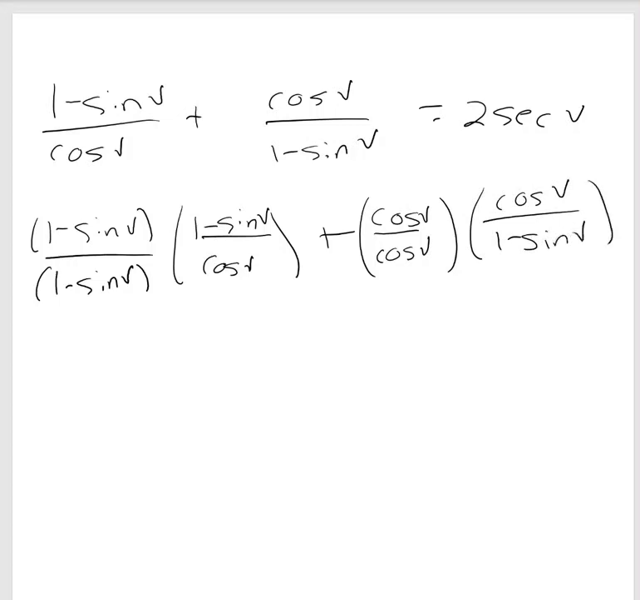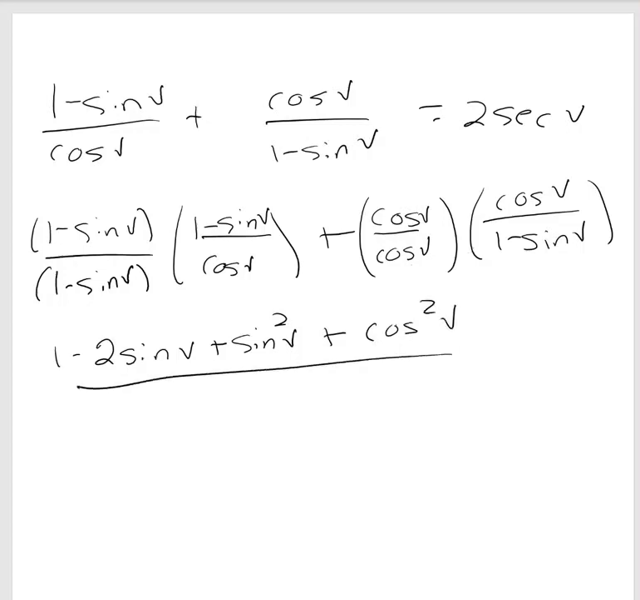So now we're ready to do some expansion. First, this (1 minus sine v) times (1 minus sine v) will be 1 minus 2 sine v plus sine squared v. So we just squared 1 minus sine. Remember, when I square a binomial, I get a trinomial. The other side, I have cosine v times cosine v, that's cosine squared v. And the bottom, I have this big denominator. So let's look at what we have. I have 1 minus 2 sine v, I have sine squared v, I have cosine squared v.